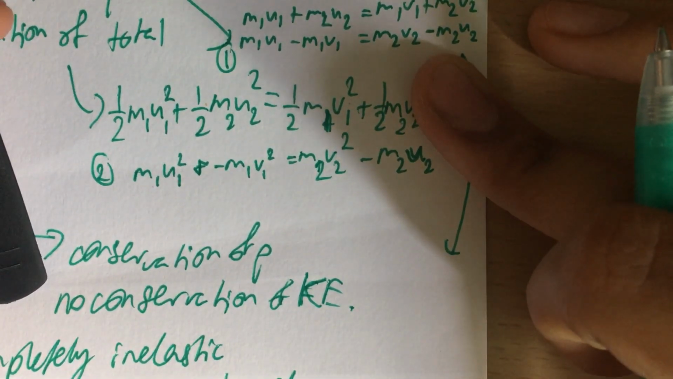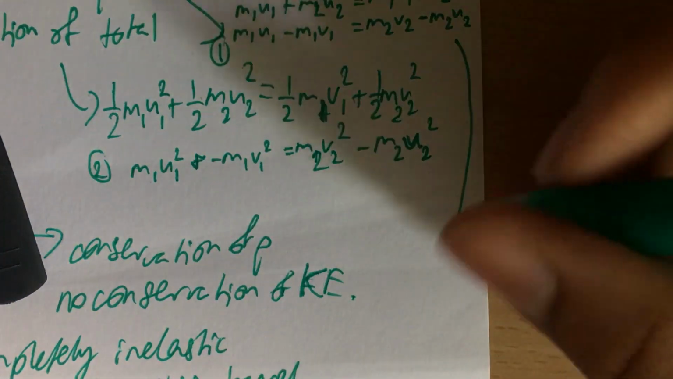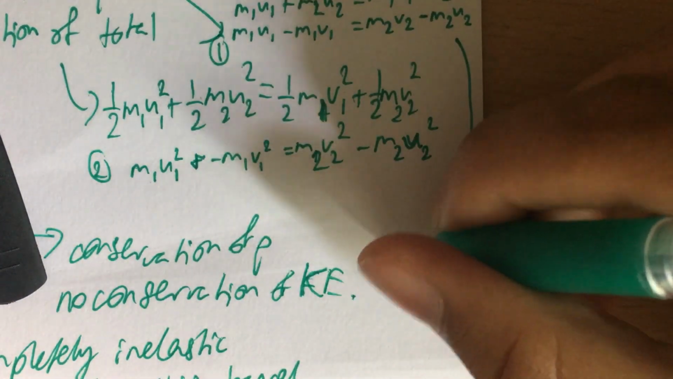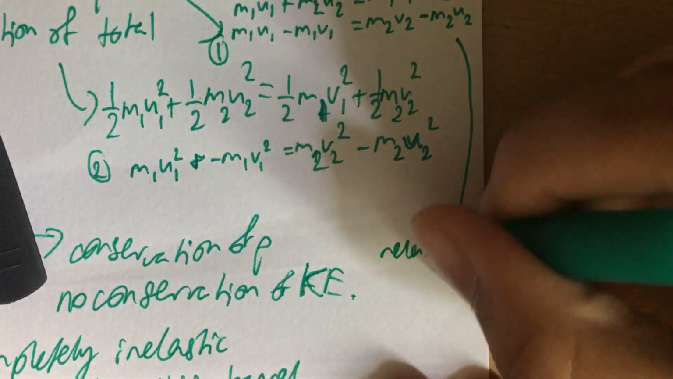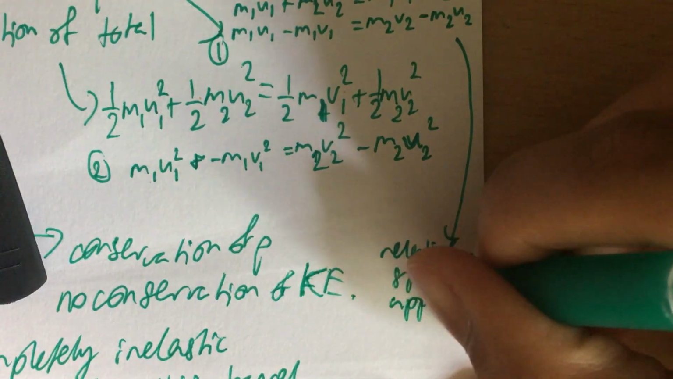Okay, oh yeah, this is what I was talking about. The relative speed of approach equals the relative speed of separation. That's what I forgot. It's literally written here in the learning outcome. Finally.